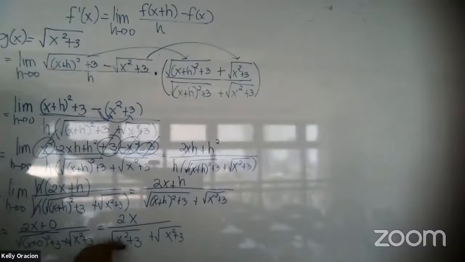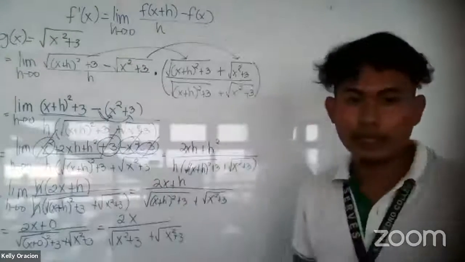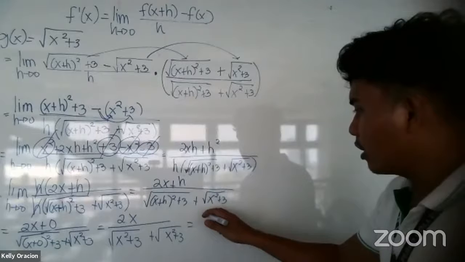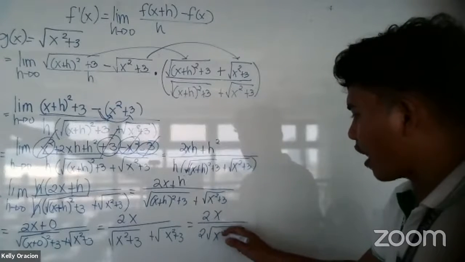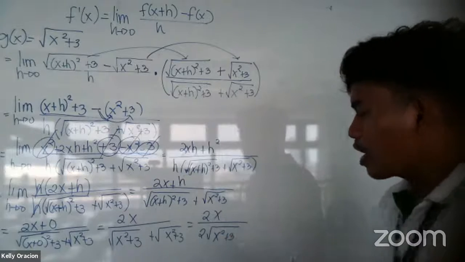Now, why did it become x squared here? It's because x plus 0 is x, then squared. That is why it is just x squared. And 2x over 2 square root of x squared plus 3.